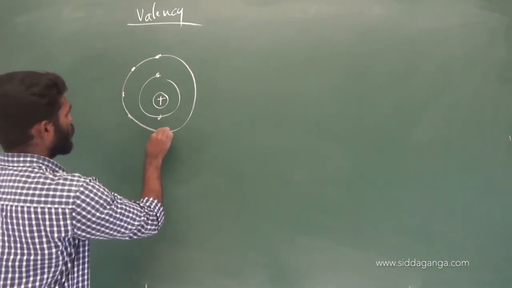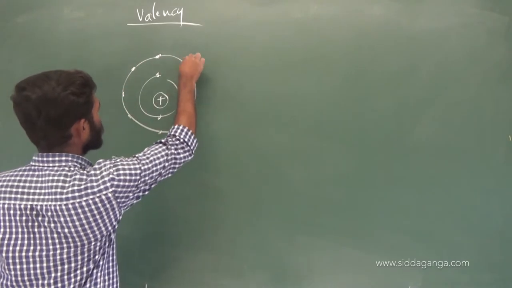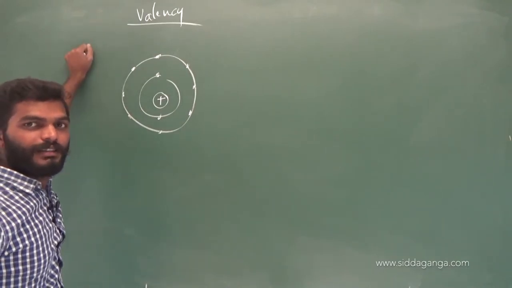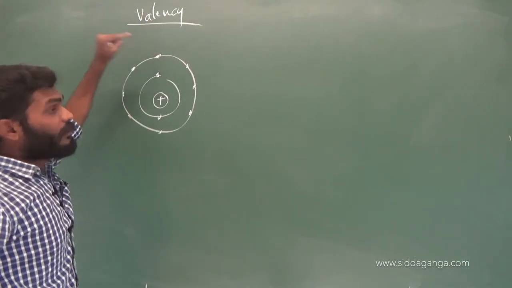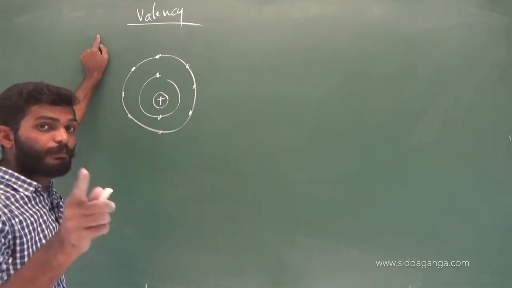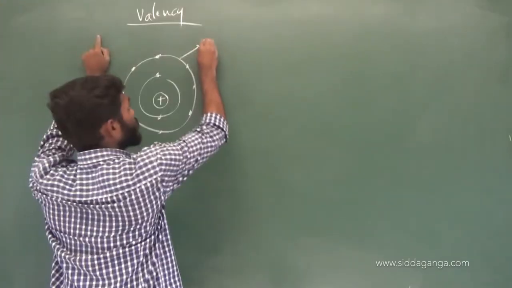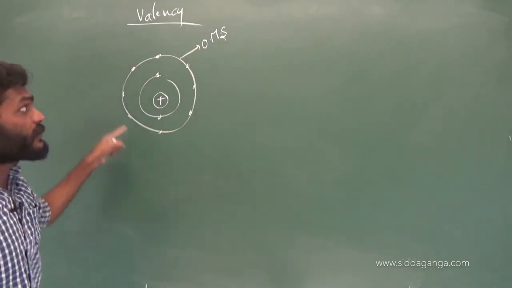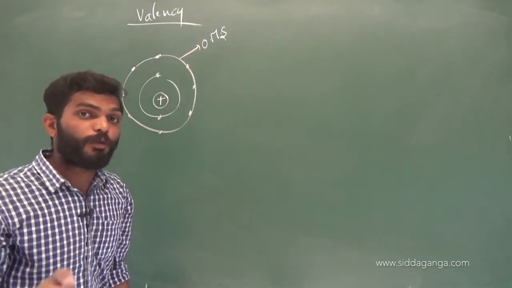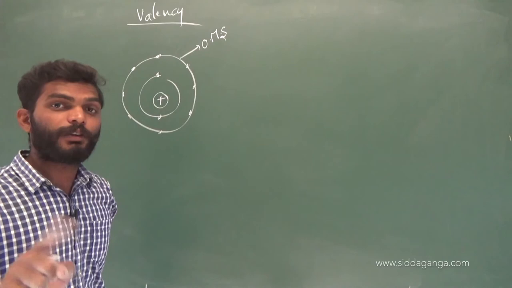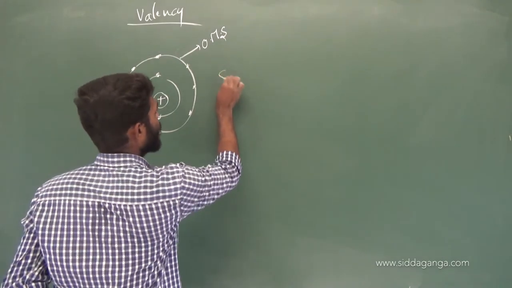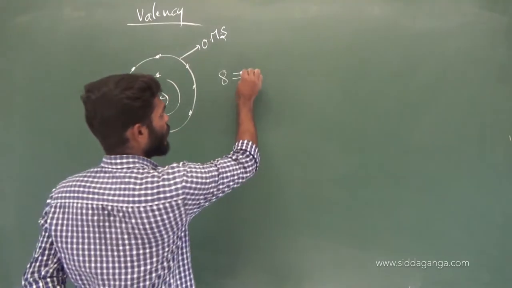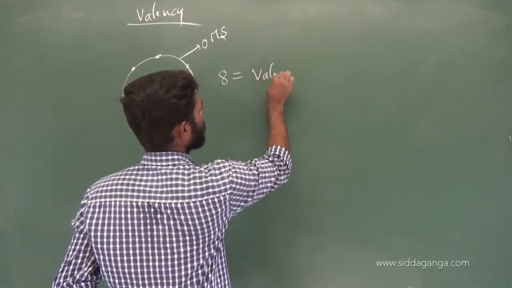in the outermost shell, 5 6 7 8, right? 8 electrons in the outermost shell. The number of electrons which are present in the outermost shell, this is OMS, outermost shell, is known as valence electrons. Here 8 electrons are there in OMS. Therefore these 8 electrons are called valence electrons.